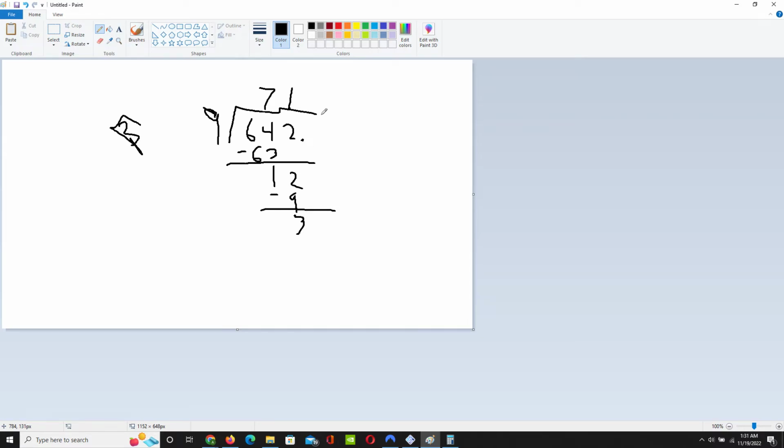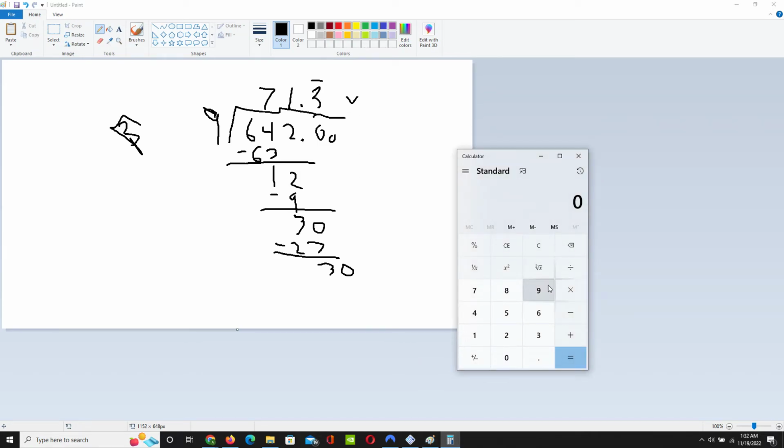We want the decimal. Remember the steps: put a decimal, add a 0, and we drop it down. 30. How many times can 9 go into 30? 3 times. 9, 18, 27. 27, 3, and guess what? We add another 0. We drop it down. 30. And again, it's just repeating. So this would be your answer. 642 divided by 9. And there you go. 71.33 repeating.